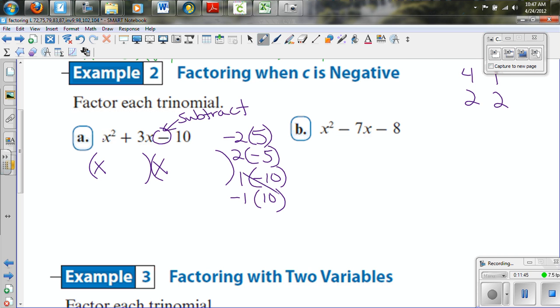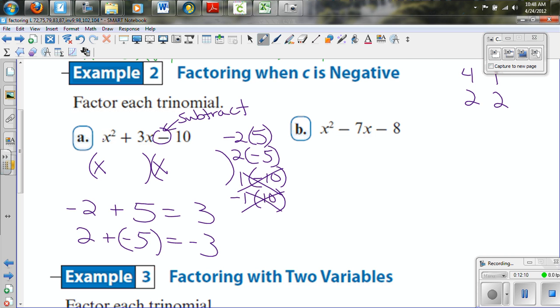So we know it can't be the 10 and 1. 10 minus 1 is 9. So we know that it can't be that. So we have to use the 2 and the 5. Now we have to decide, if we subtract them, how will we get a positive 3? Well, if you take negative 2 and positive 5, that gives you positive 3. If we took the second set and did 2 plus a negative 5, that would have given us a negative 3. So we know this has to be negative 2 and positive 5.